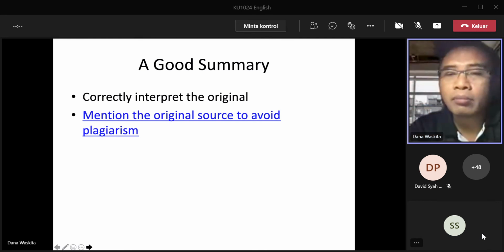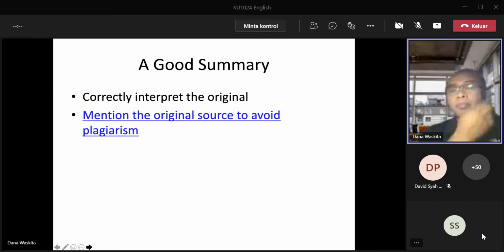The source itself can be the title of a book, or the title of an article, followed by the writer of the book itself or the article itself. That is the second rule that you have to pay attention to.